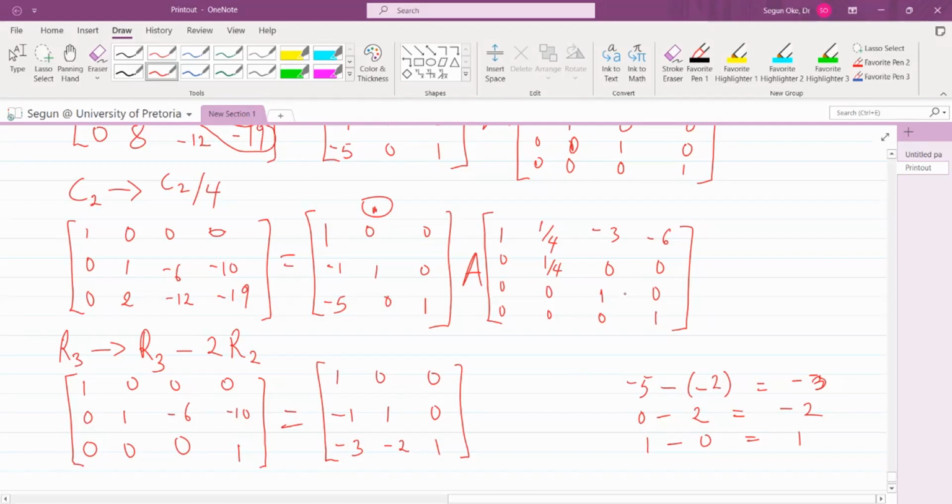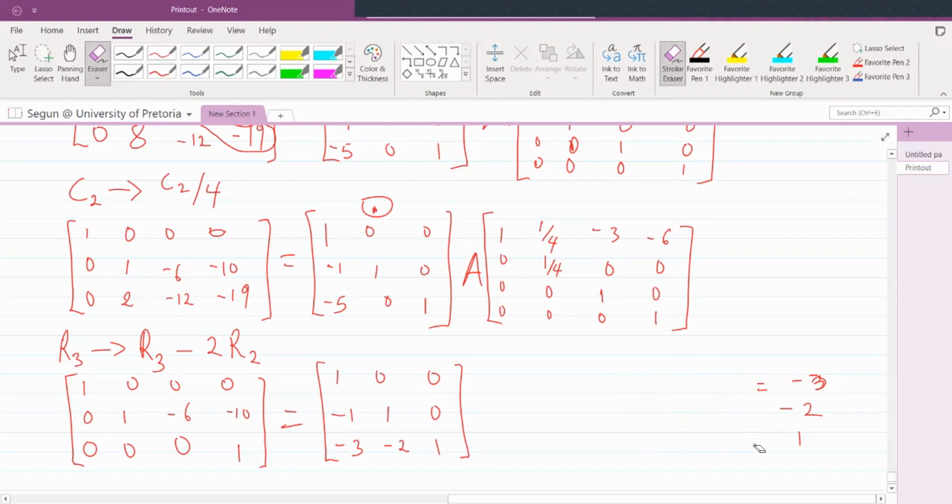Okay. So you keep the others constant. Don't forget, the other entries, you keep them constant. You just move on. So we have our A will be back. Then write this one: 1 0 0, 0 1 over 4, 1 over 4 0 0. Here you have -3, 0 1 0, -6 0 0 1.